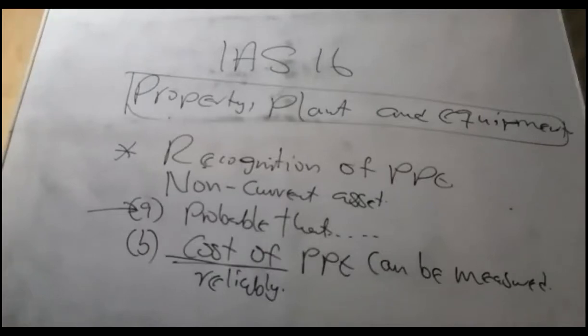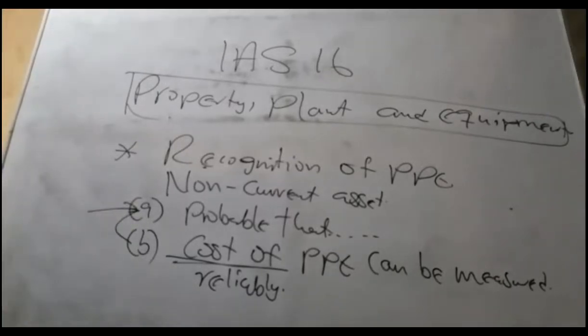So for instance, a self-constructed asset, the asset that you construct yourself, sometimes you find it difficult to calculate the cost of that asset because you use the company's resources. You use items of the company to construct that asset. So separating the cost of that asset from the company's cost becomes so difficult. So do not include such assets as PPE. These are the two conditions.